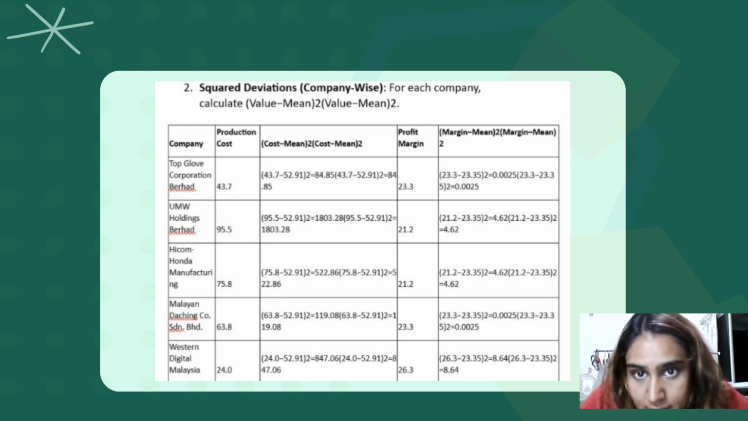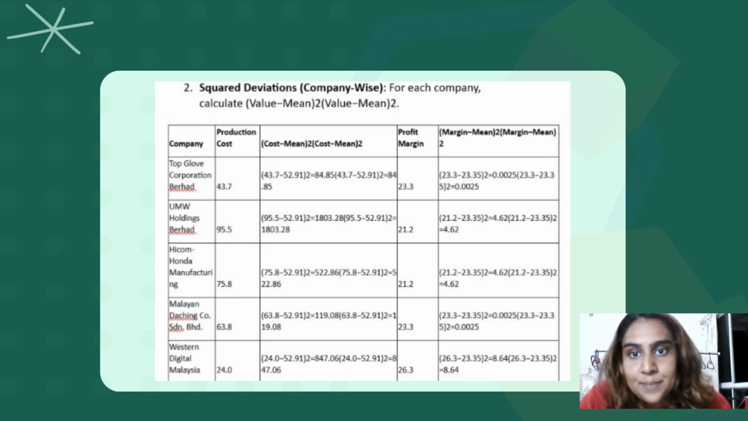These are the squared deviations of each company. For each company, it calculates the value minus the mean. These are the examples.